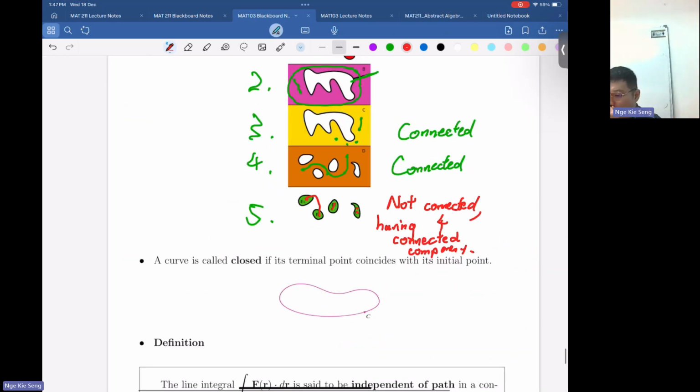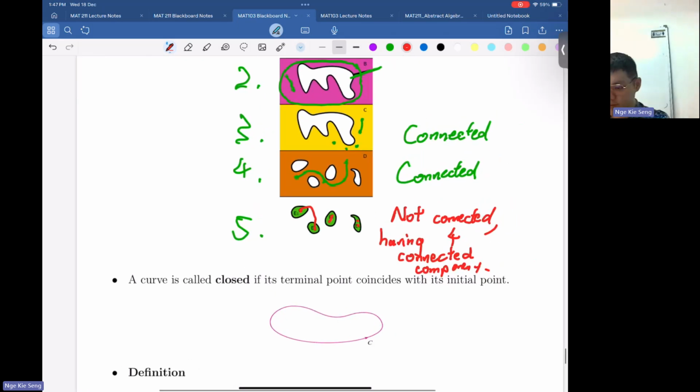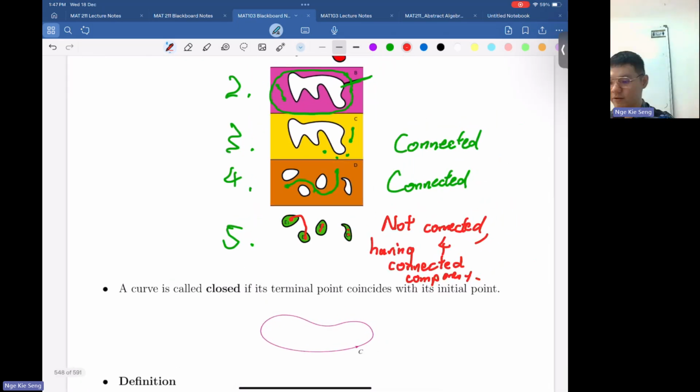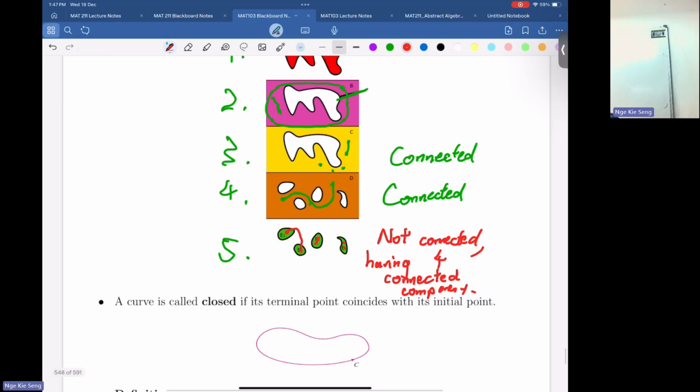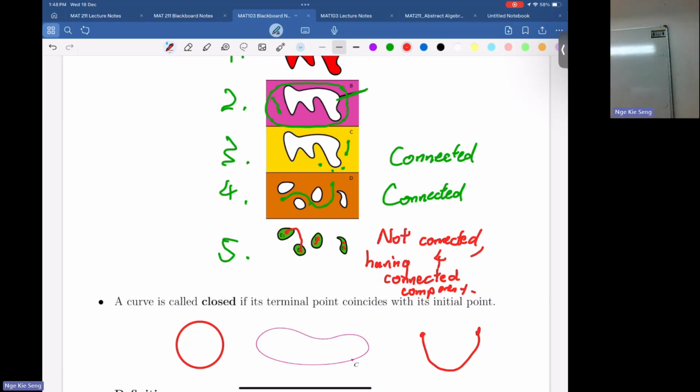And then the other thing we want to define is closed. What do we mean by a curve being closed? A curve is closed if its terminal point coincides with its initial point. Meaning whenever we talk about a closed curve, it is a loop. That is just a loop. What is a curve that is not closed? Jinsen. Maybe something like this. Okay, yeah, sure. This is not closed, because the terminal point and initial point are different.